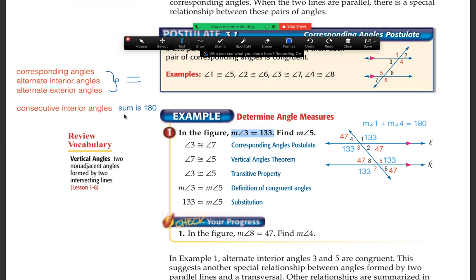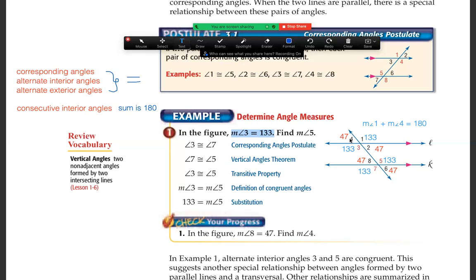Rather, we expect that when we add both angles, the sum is equal to 180. So consecutive interior angles have a sum of 180. Examples of consecutive interior angles are here, angle 3 and angle 8, angle 2 and angle 5. You see they are not the same, but their sum is 180. Both pairs tell us the same thing.